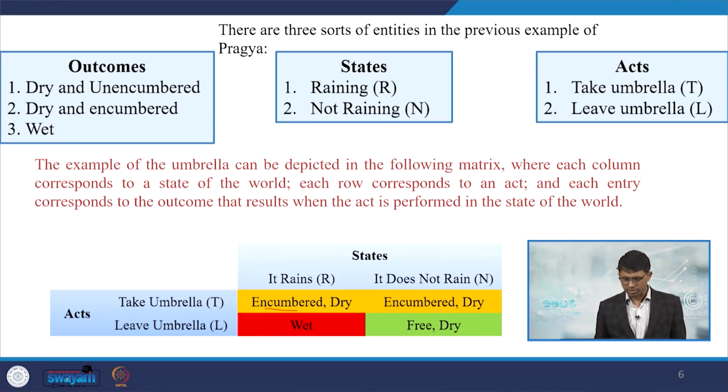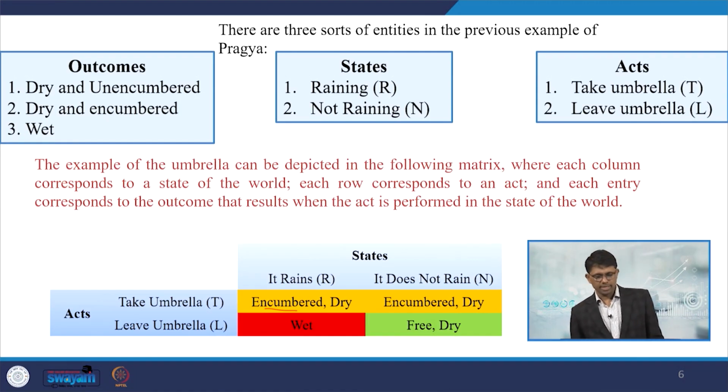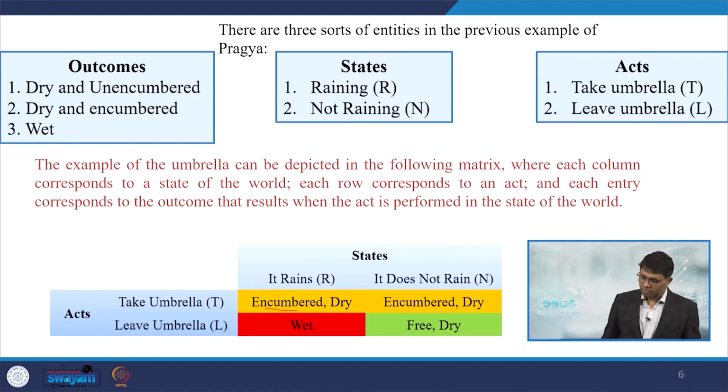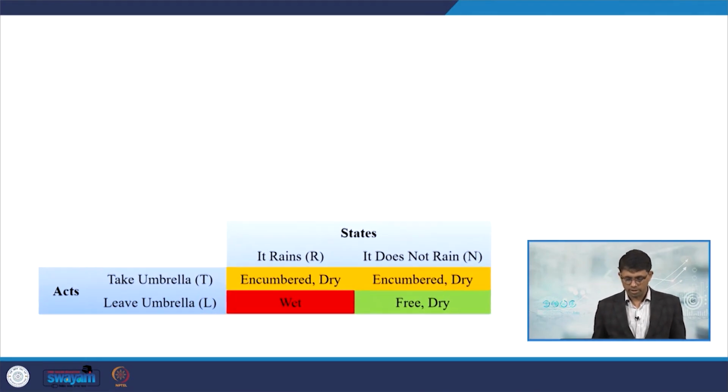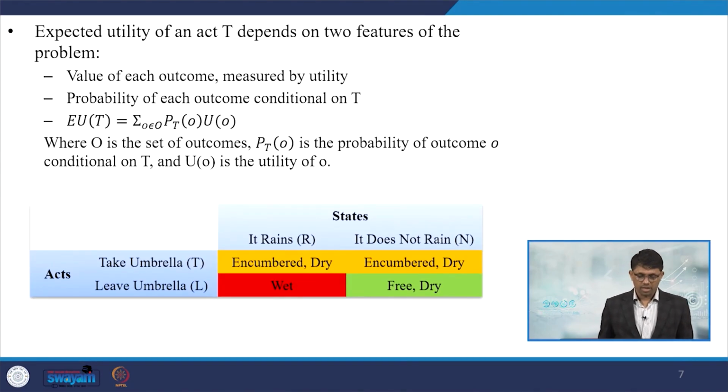All possibilities we have taken, where each column corresponds to a state of the world and each row corresponds to an act, and each entry corresponds to the outcome that results when the act is performed in that state of the world. So, we are just mentioning how T and L are acted upon.